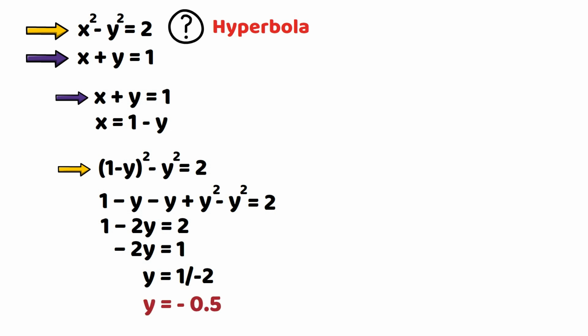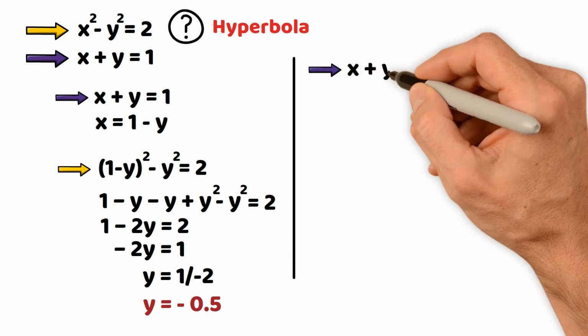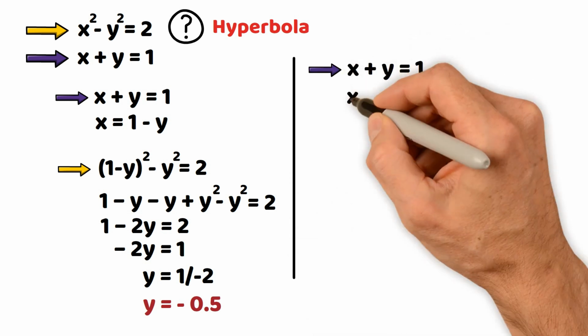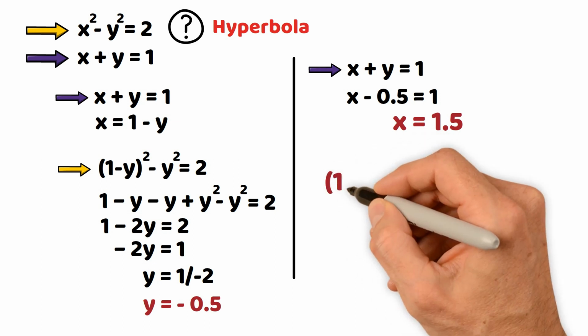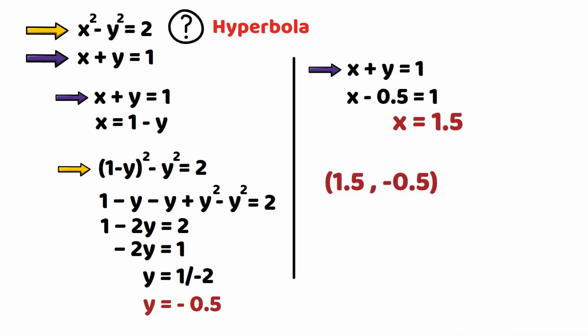Substituting into the other equation, x plus y equals 1, gives us x minus a half equals 1, meaning that x has to be 1.5. So there's only one solution to these two equations. x is 1.5, and y equals negative 0.5, or negative a half.